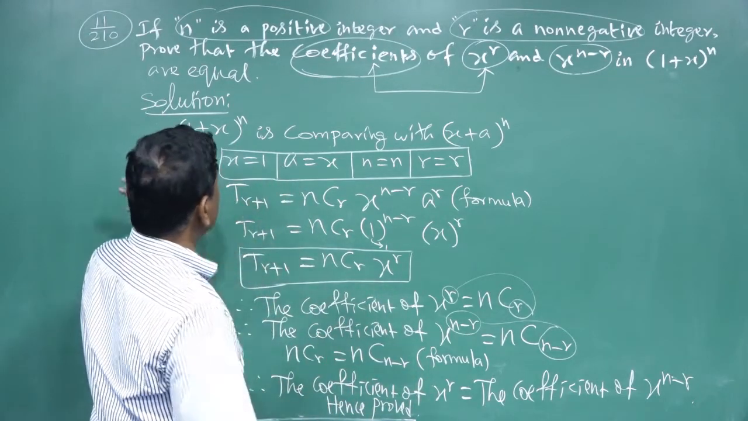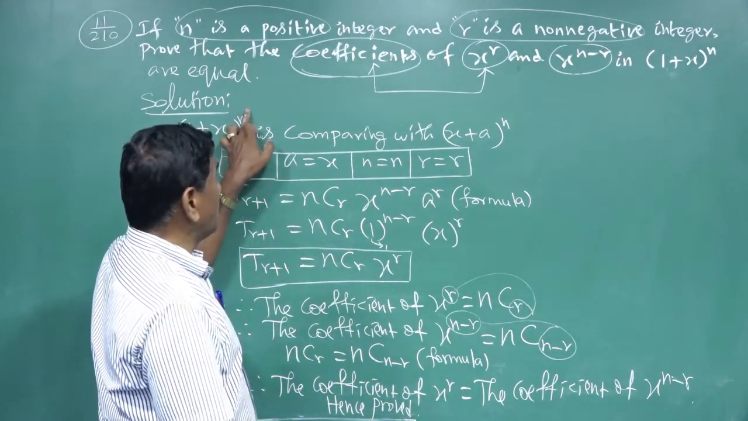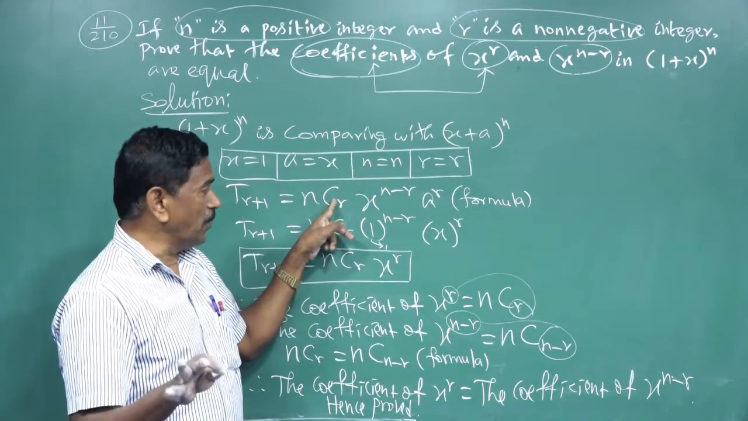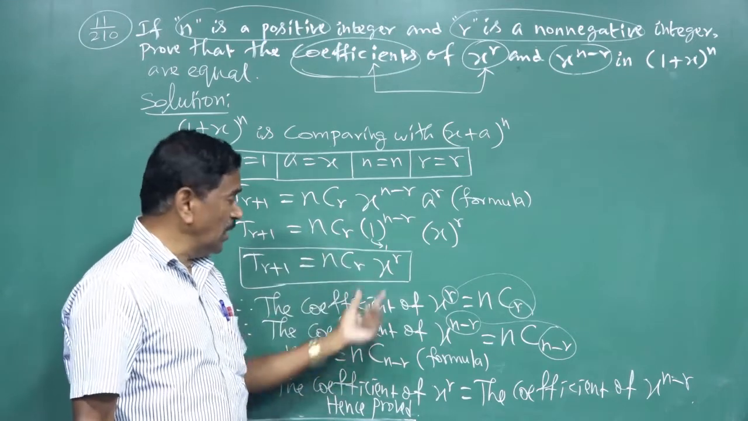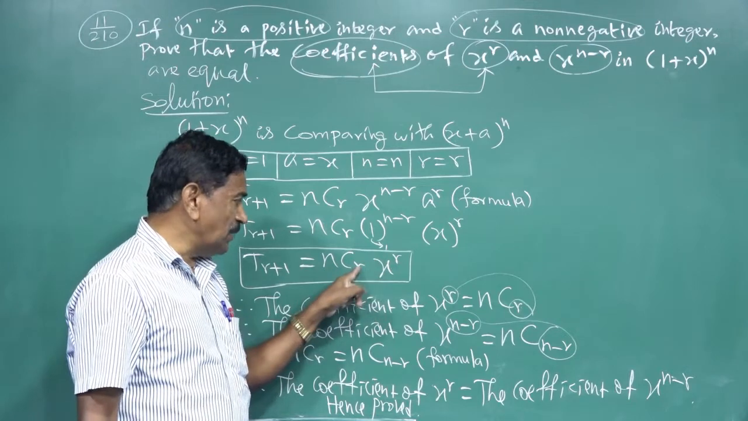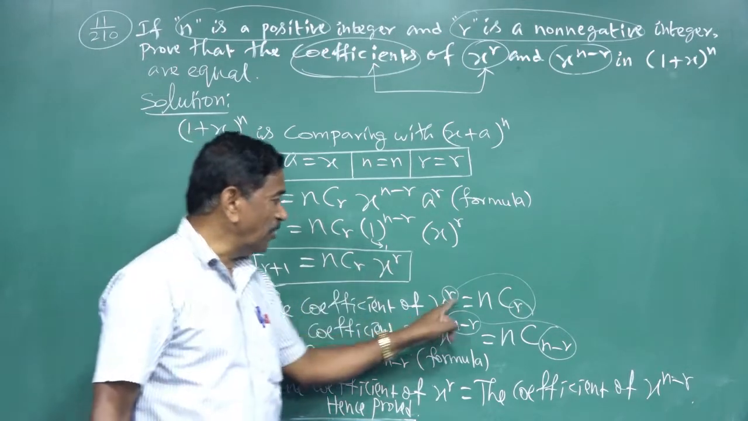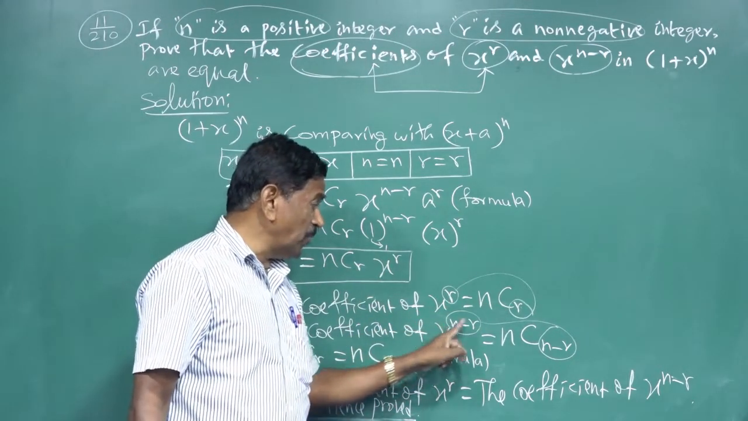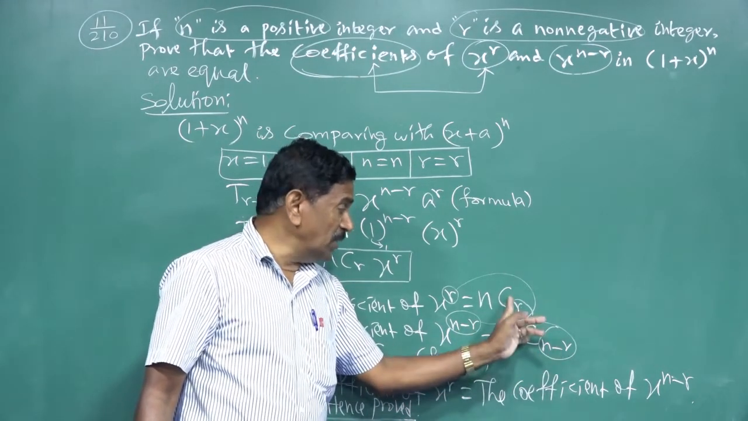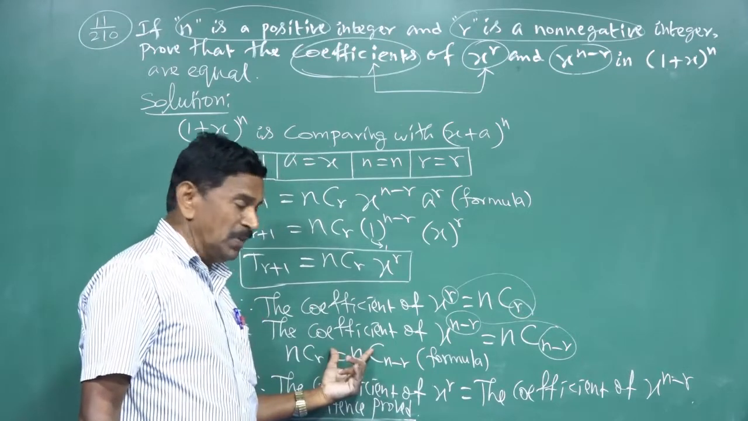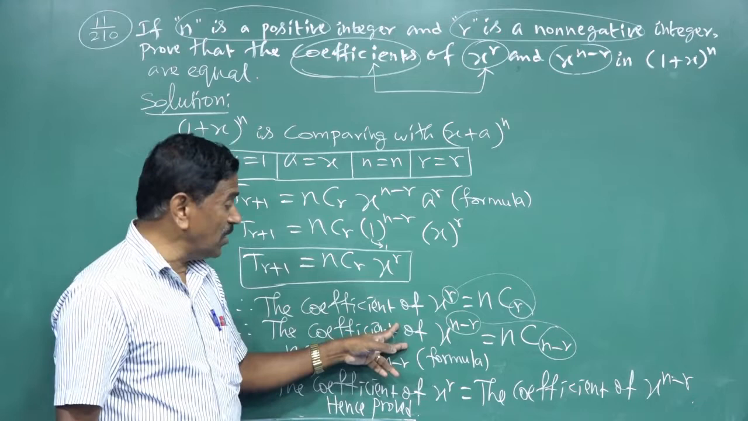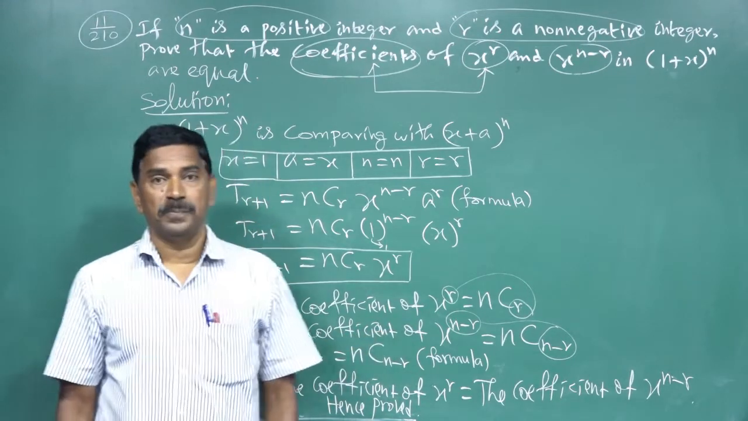Remember, this answer is very simple. (1 plus x) the whole power n is compared with (x plus a) the whole power n. Then we write the general term formula. Then substituting, we get the coefficient of x power r is nCr. Here power r, suffix r, that is the technique. The coefficient of x power n minus r has suffix n minus r, and these two are equal because of the formula. Therefore, the coefficient of x power r is equal to the coefficient of x power n minus r. So, hence proved. That's all.